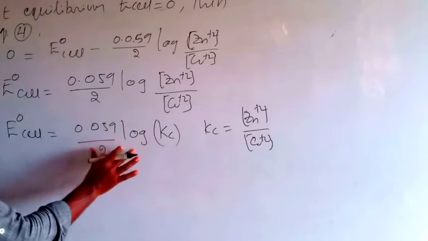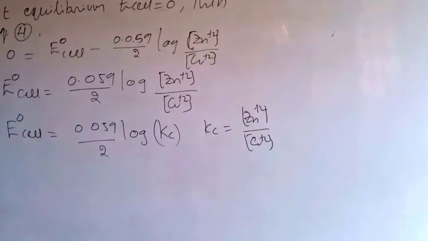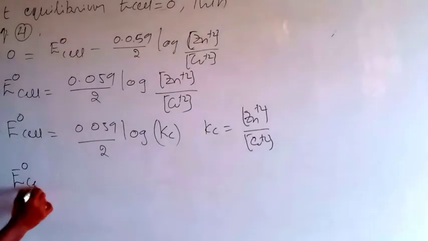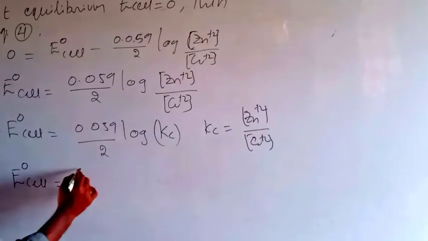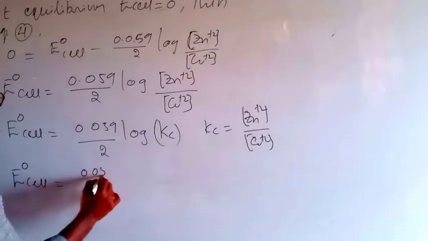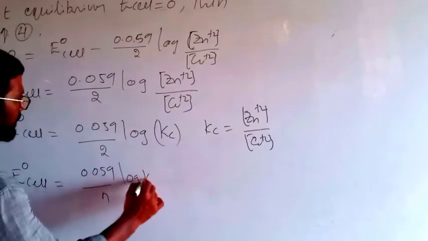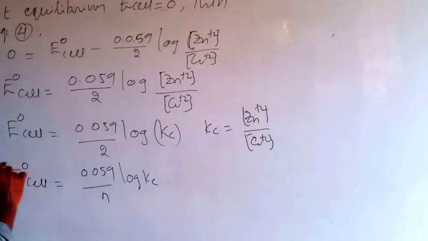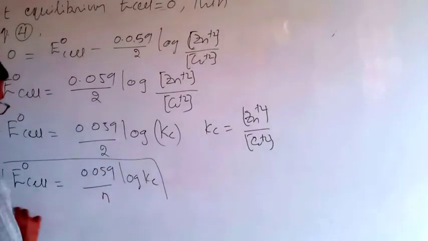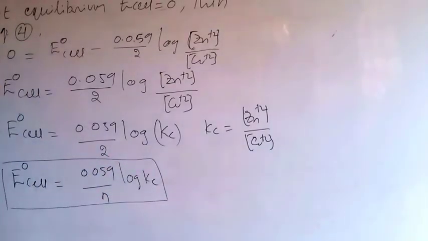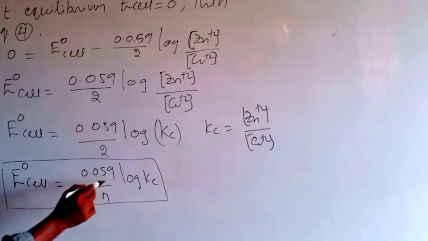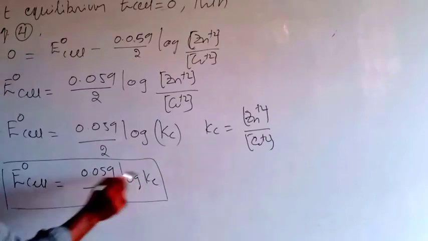If we modify this formula for all the reactions, then the generalized formula will be E naught cell is equal to 0.059 by n log Kc. So this is the Nernst equation for equilibrium constants. So the standard electrode potential of the cell is equal to 0.059 by n log Kc.